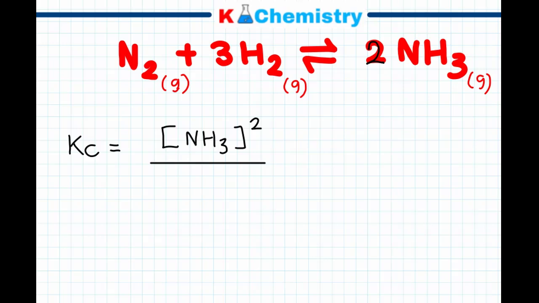And then in the denominator, I'll have the concentration of nitrogen. Since the coefficient here is 1 in the balanced equation, I don't see it, but it should be 1. We don't write 1 here in chemistry, so it's N2 to the power of 1. Then, multiplied by the hydrogen gas concentration to the power of 3. Why is it to the power of 3? Because the coefficient in the balanced equation was 3. So I will write H2 to the power of 3.